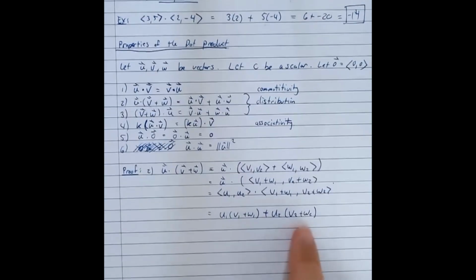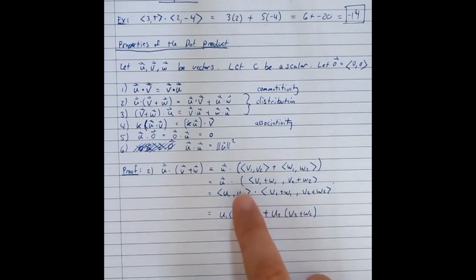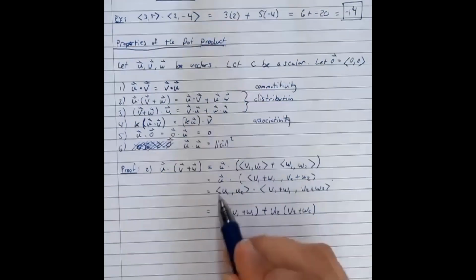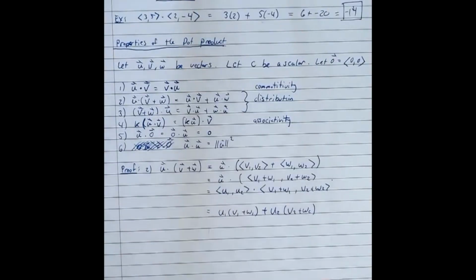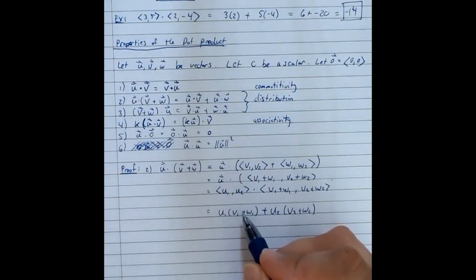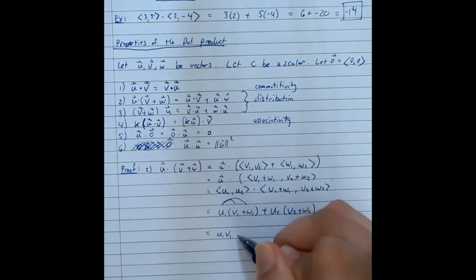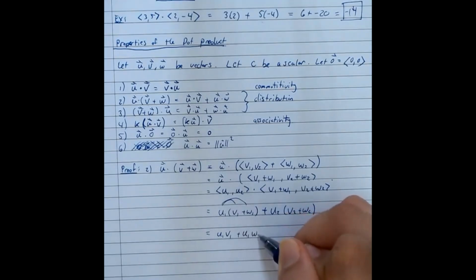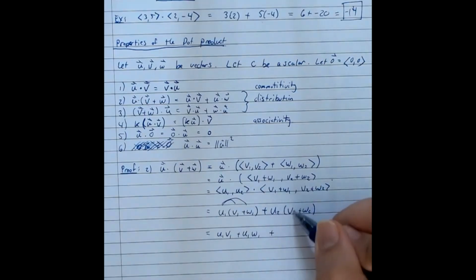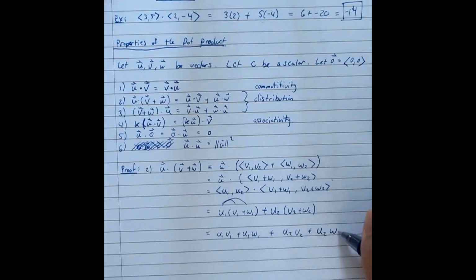But notice that this is just a set of numbers. These aren't vectors anymore. All I've done is I've said, okay, this number times the sum of those numbers, and this number times the sum of those numbers. These are vectors, but the things inside are just regular numbers. So here, because they're regular numbers, I can do the same thing I always do with regular numbers. Let me distribute. So I can write this as U1V1 plus U1W1 plus, and then same thing right here, I can write this as U2V2 plus U2W2.